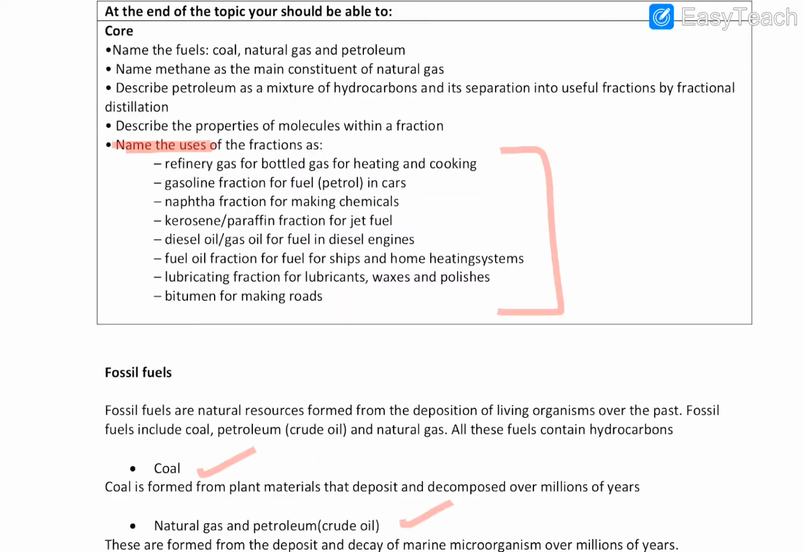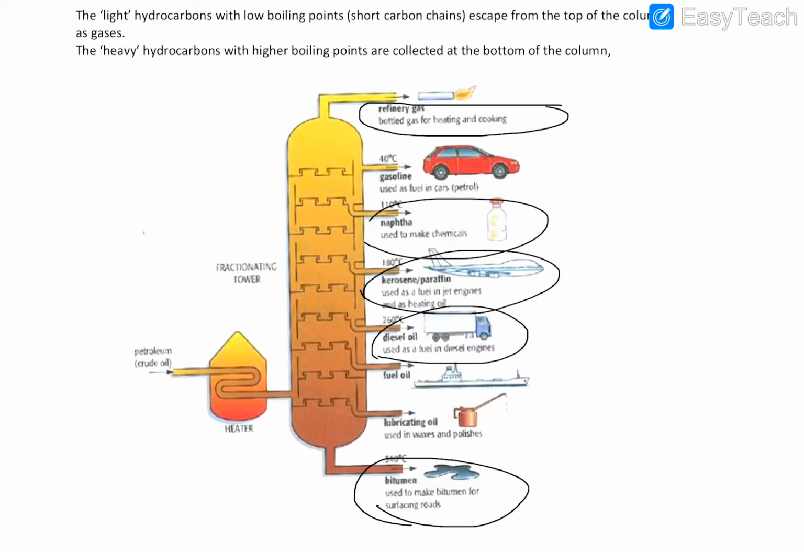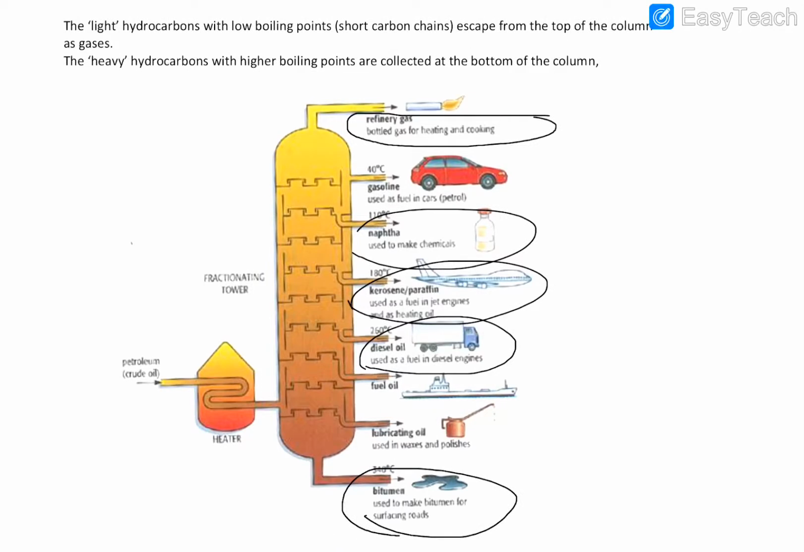You should know these. So you can check here. Refinery gas, you should know petrol, naphtha, kerosene, diesel, lubricants, bitumen. You should know the uses of all of these, right? In your copybook, no need to draw it as it is, but you could have a small drawing to show where they are collected and what their uses are. Petrol as well is important.